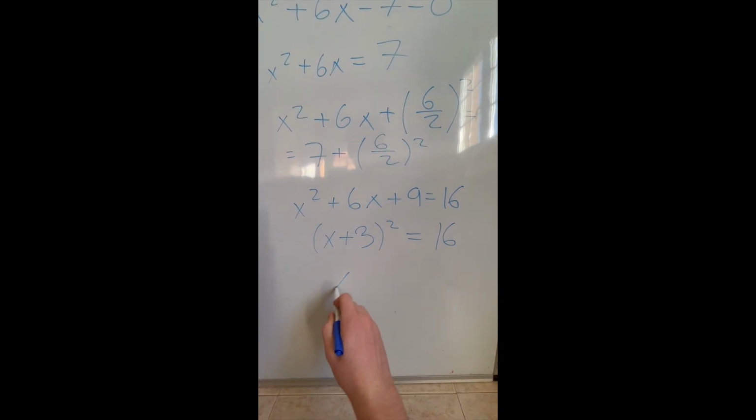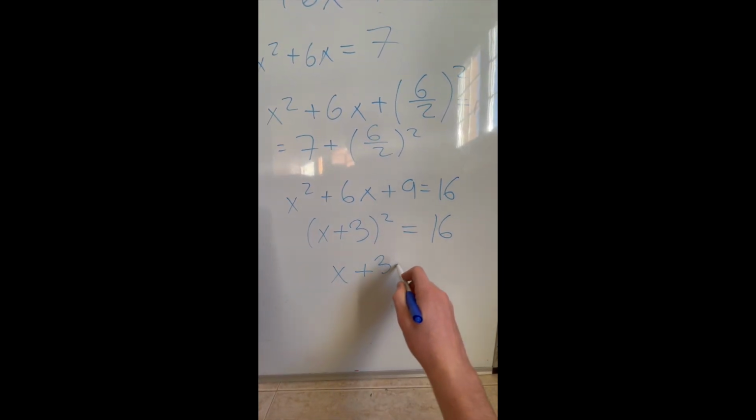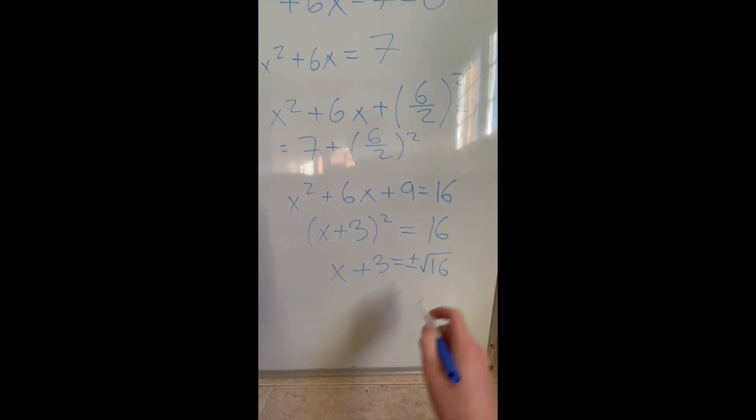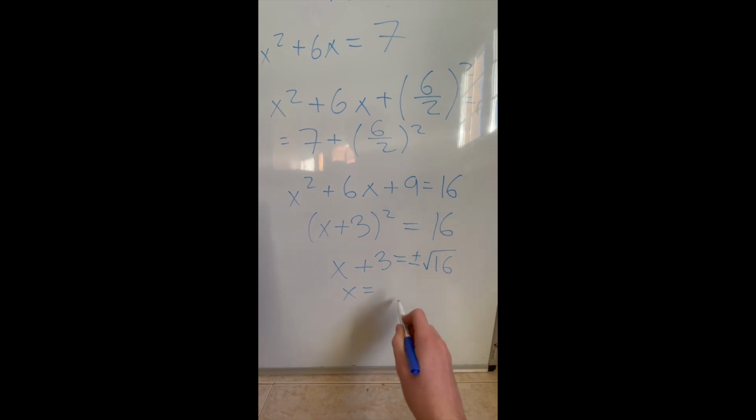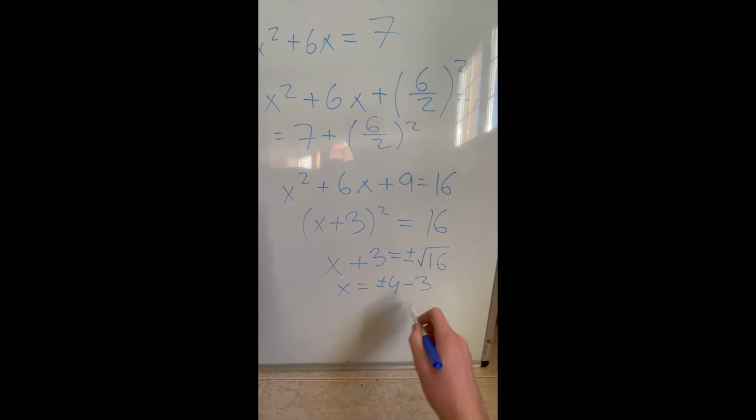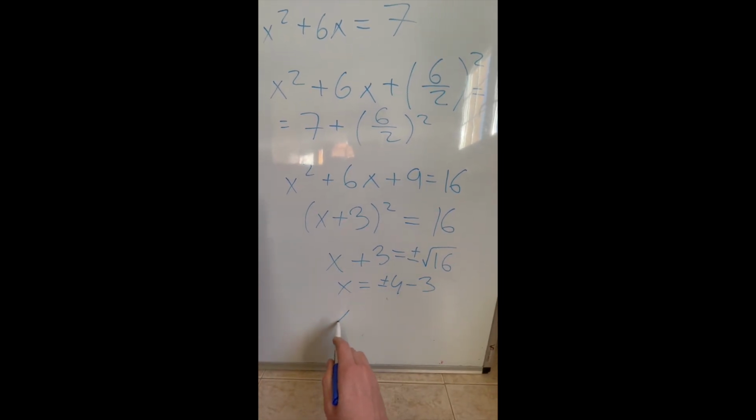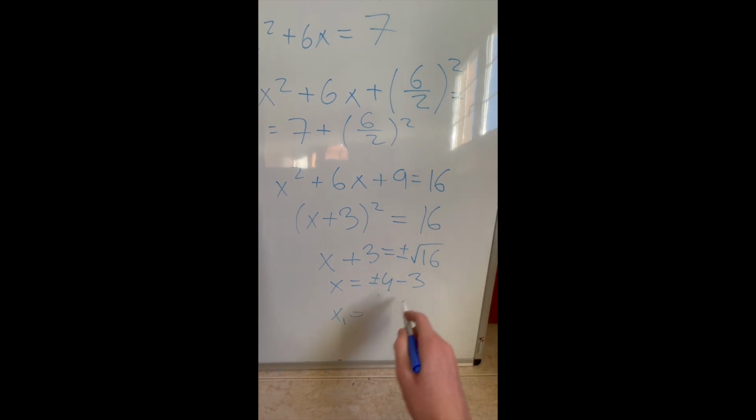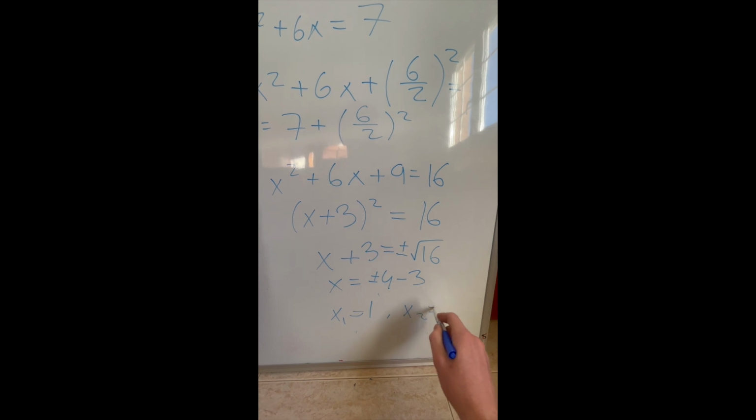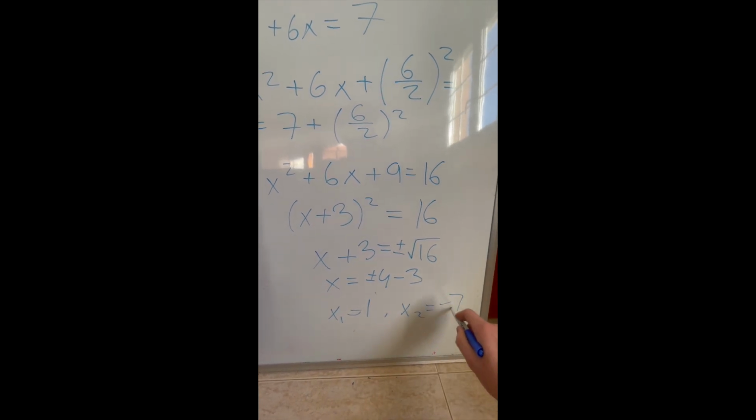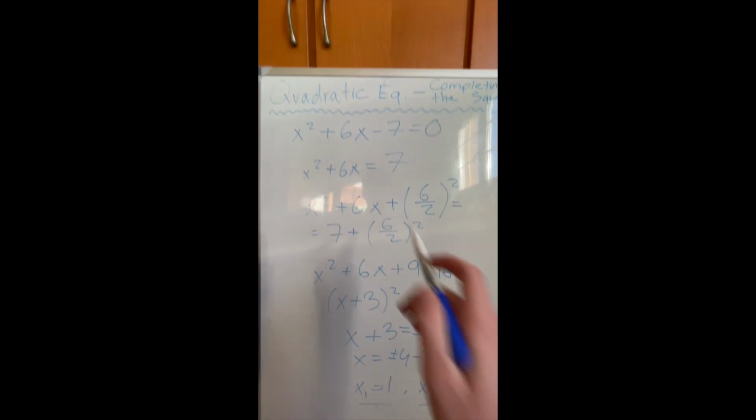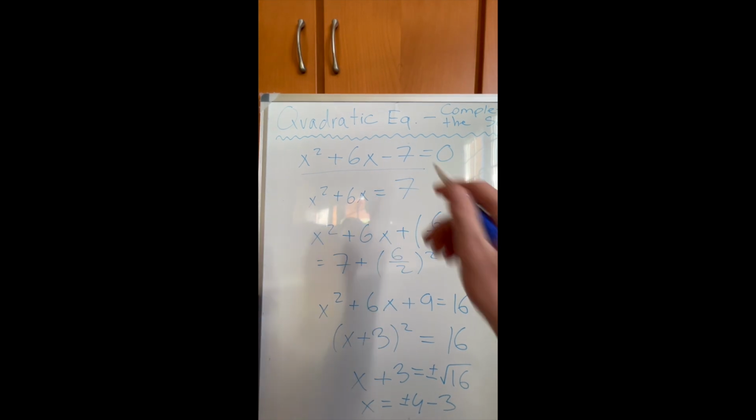Passing the square to the other side, we obtain x plus 3 is equal to plus minus square root of 16, which is plus minus 4. So x is equal to plus minus 4 minus 3. x1 can be equal to plus 4 minus 3, 1, and x2 can be equal to minus 4 minus 3, minus 7. These are our two values for x that work in this equation over here.